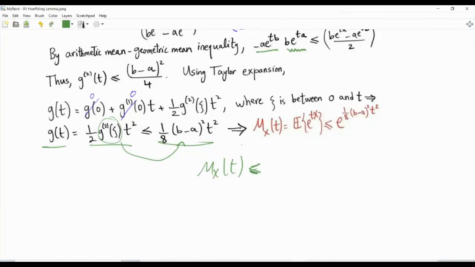We already used an inequality upstairs, when we exploited the convexity of the exponential function, so this was less than e to the g of t, but this g of t is less than 1/8 (b minus a) squared t squared. And so the moment generating function of this class of random variables is less than or equal to e to the 1/8 (b minus a) squared t squared. So b minus a is the length of the interval, because the random variable is defined from a to b, and a is negative, so b minus a is like b plus the absolute value of a. It gives you the length of the interval on which the random variable is defined. So this is an upper bound.